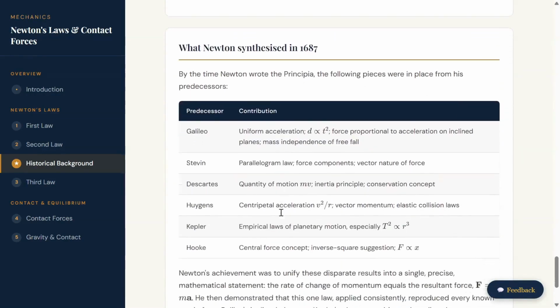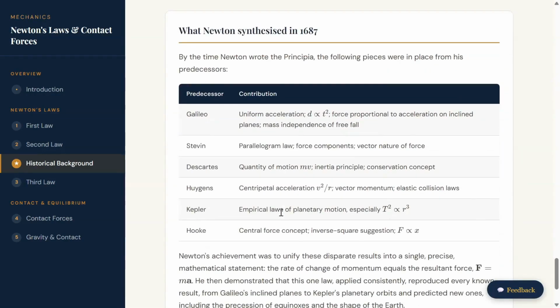law. And then there's a summary about the generally accepted explanation of the contribution of these various characters and how Newton used their contributions to come up with his 3 laws of motion.